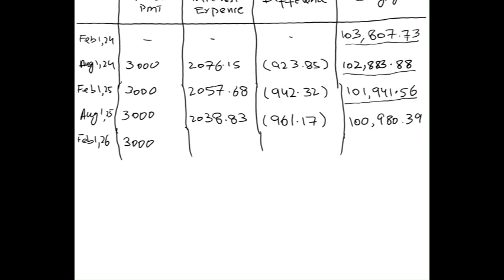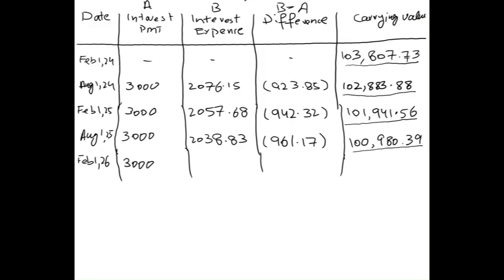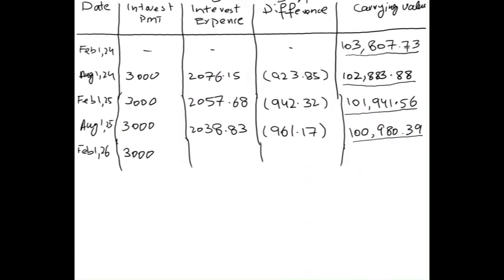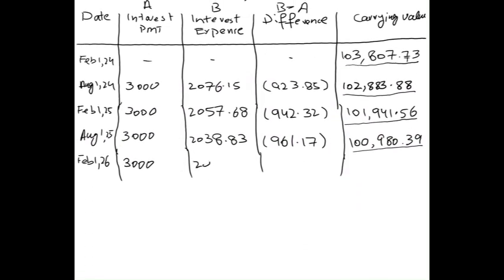This will be 3,000. Now this will be this carrying value times, I keep forgetting, 2%. This should be 2,019.61. This will be negative 980.39. Add this to this number. So this should be 100K. So this is how you do the amortization schedule for the premium bond.